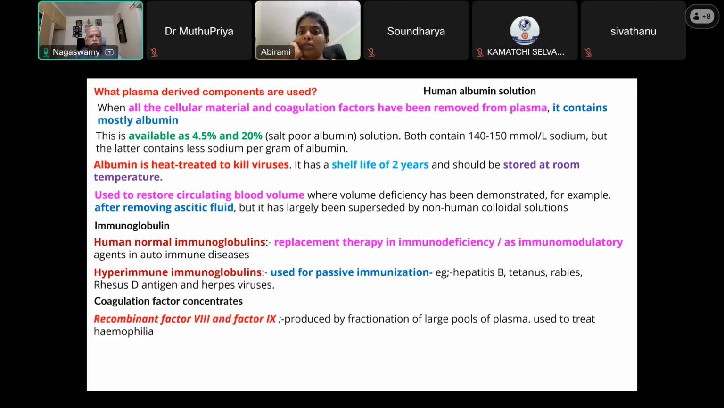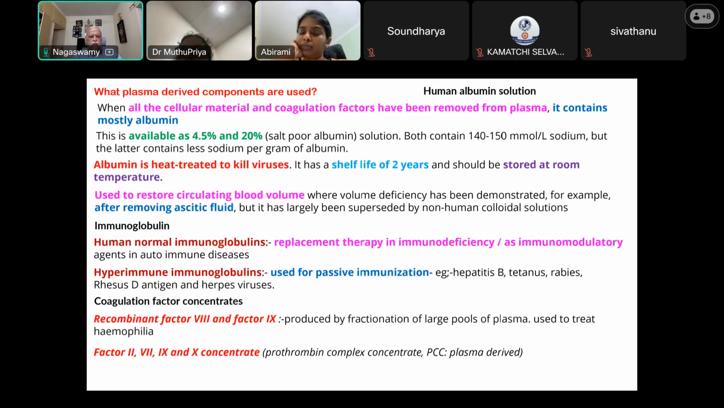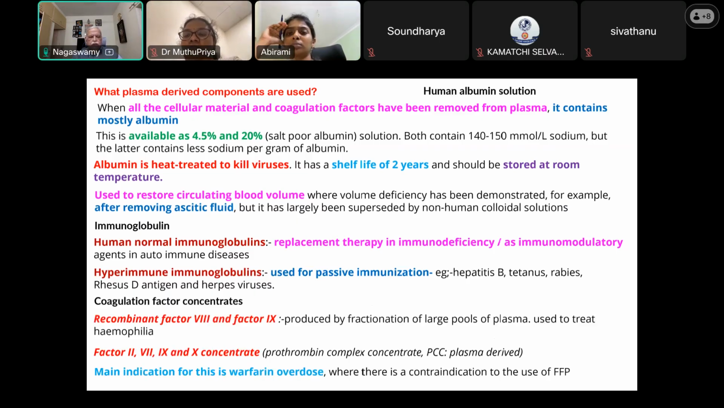Other coagulation factors that are used, which are all components of blood, are recombinant factor 8 and factor 9, mostly used for hemophilia. And you have a composition of factors 2, 7, 9, and 10, also called prothrombin complex concentrate, which is more specific for deficiency of these factors. The main indication is warfarin overdose, where there is a contraindication to use FFP. You can use the prothrombin complex concentrate.